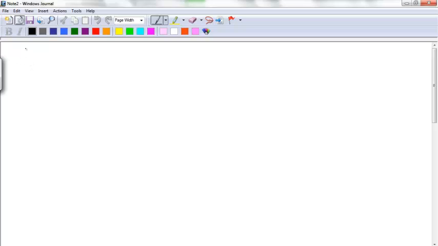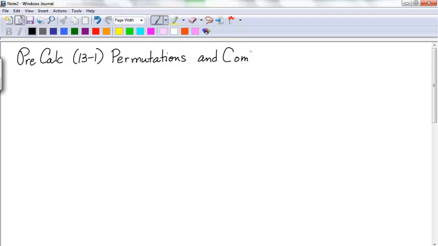Okay, so this will be on permutations and combinations. Make sure you spell it correctly. Permutations and combinations. First, we're going to go through some examples.